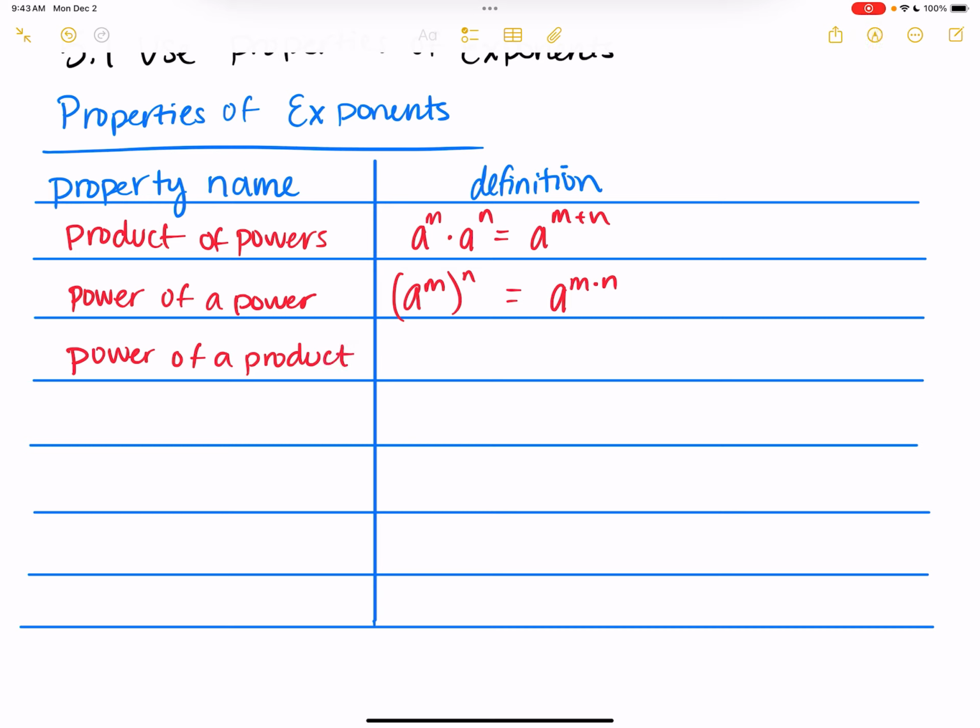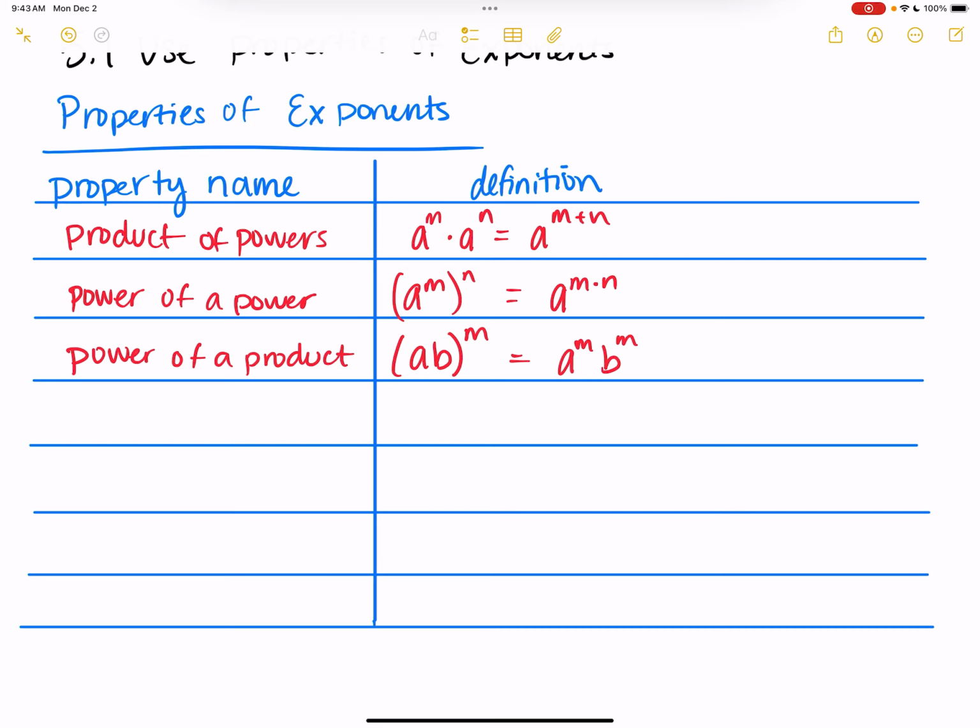Power of a product. And you should start to see why you don't have to memorize the names, because they're all very similar. A times B raised to the M, so basically the stuff in there is both raised to the M, is the same as A to the M times B to the M. Notice they have different bases, so we can't do anything to their exponents.